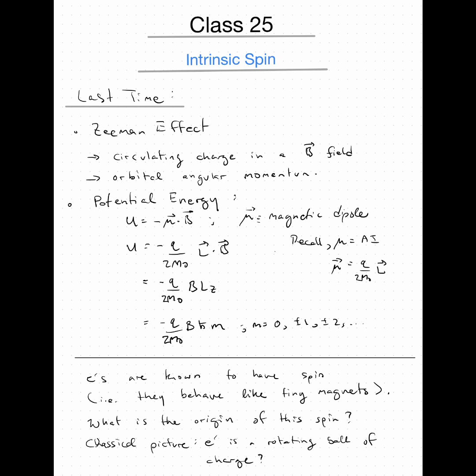The classical picture one often uses to describe an electron spin is that it's much like a rotating ball of charge, so therefore the ball of charge has angular momentum, and it's charged, therefore it gives rise to some magnetic moment. And we'll find that this is not quite the case, but the analogy can go fairly far in describing its behavior.